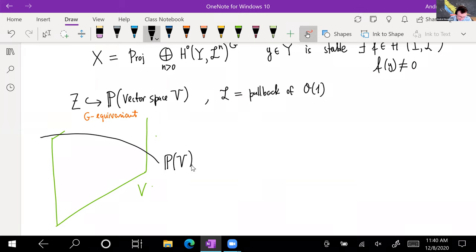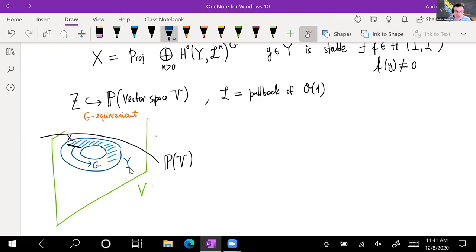Inside here we embedded Y. So this is my Y, and the group G acts here on my Y. And then X is more or less the quotient. So this is like X and this is Y.